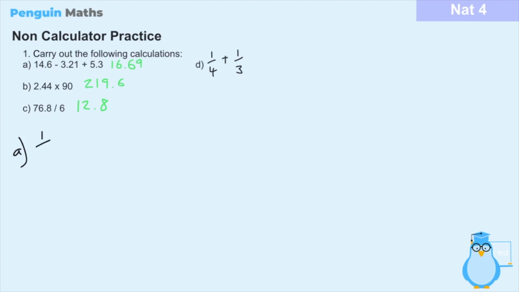And then finally for part D, we're asked to calculate the sum of the fractions. So we have 1/4 plus 1/3. And the rule when we have to add fractions is that we want the denominator, or the bottom two numbers of the fractions, to be the same.